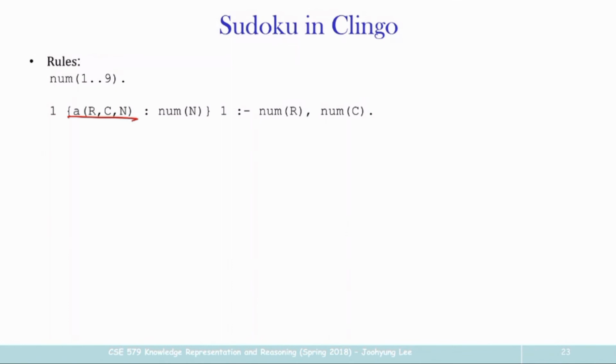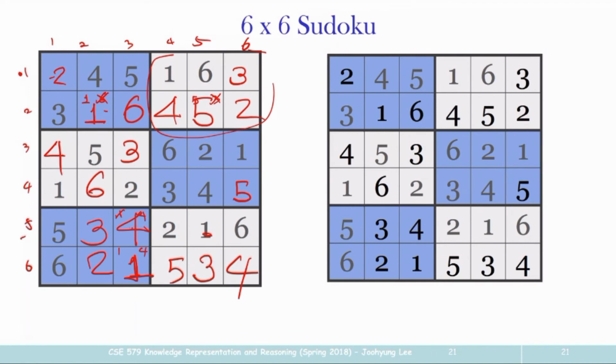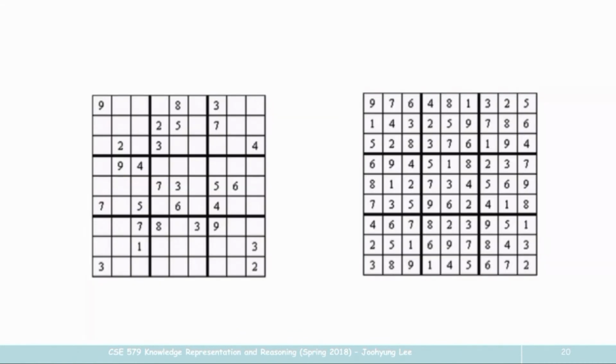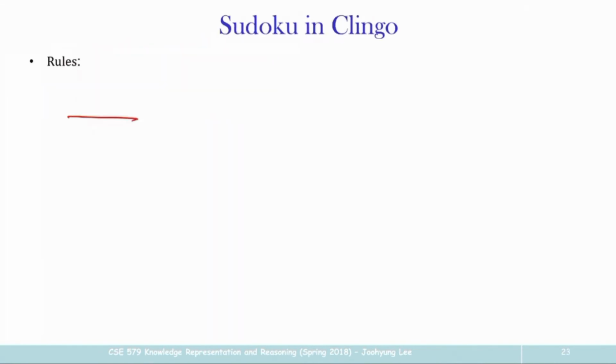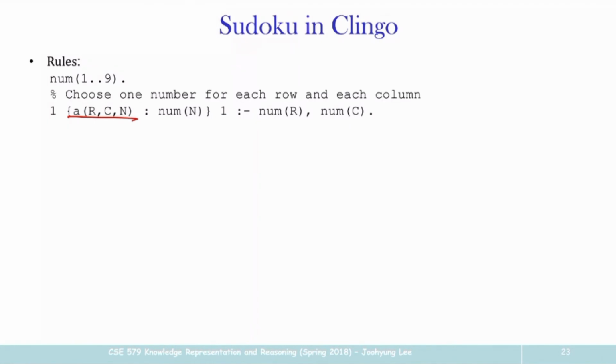Actually, I should say that you have to also encode the instance. For this, you can give data like 1, 1, 9 and so on. I have to give this data instance. Assuming that's already given, we are trying to write rules for that. This one simply puts the numbers in each of these coordinates. So choose one number for each row and each column. That's what it's doing. What about this guy?